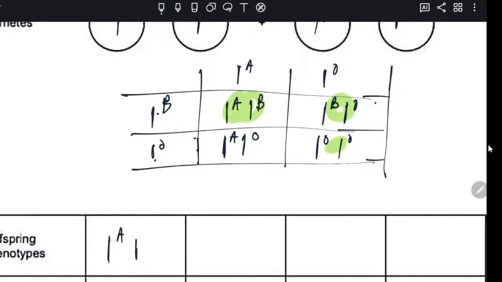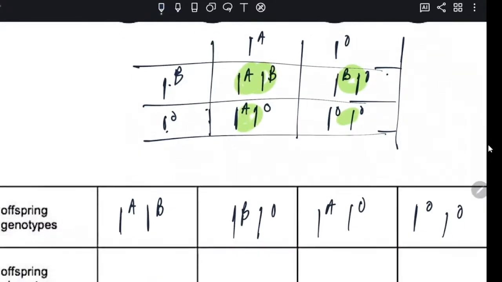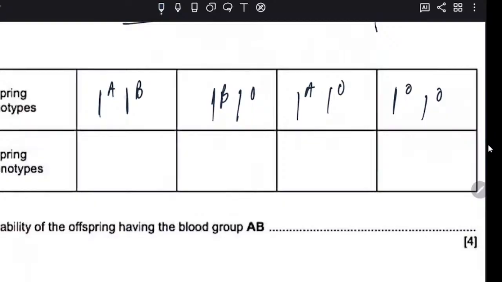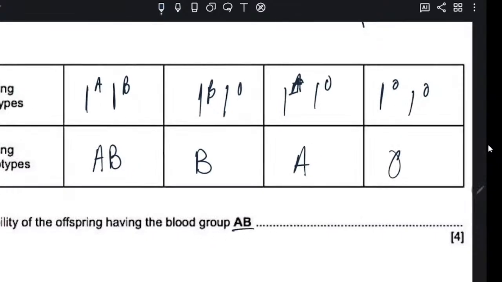It's IA, IB if it's genotype. Then here we have again IB, IO. Then we have IA, IO. Then we have IO, IO. Then we have the phenotypes. For blood groups, phenotypes will be saying when you have A and B, there is codominance, so it will be AB. When you have this, it's B which is expressed. When you have IO, it is A blood group. IA, IO, A is the dominant one. Then IO, IO, O is the thing. Then the probability that the child will have the blood group AB is 1 in 4, or 25%.